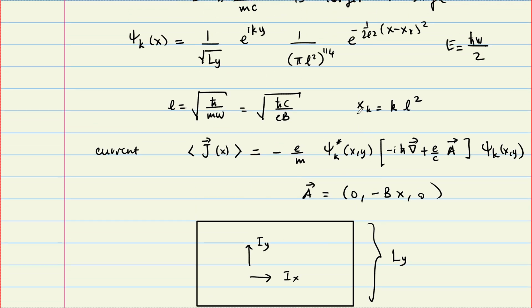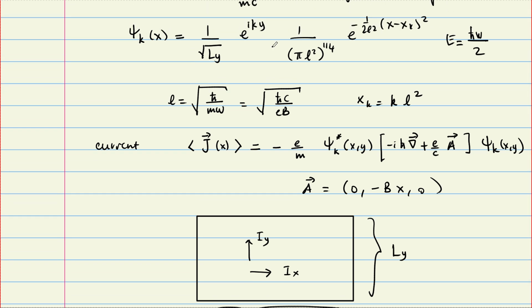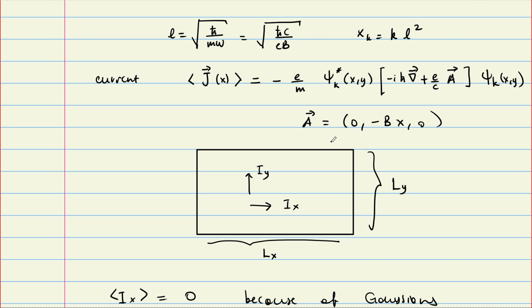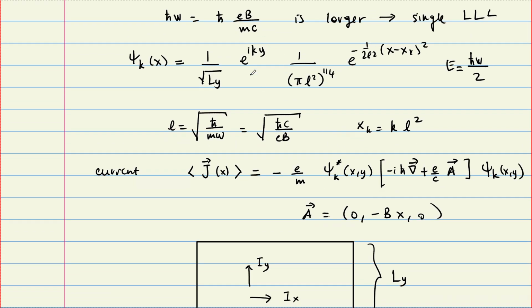Because these psi's are like Gaussians, right? A Gaussian is like a localized wave function. It cannot conduct current. We can automatically say the current along the x direction is going to be 0 because of Gaussians. But the current in the y direction may not be 0, because there are these plane waves, and that's what I want to calculate.